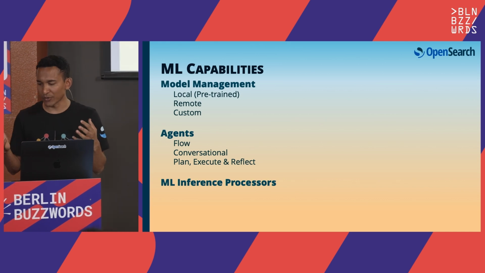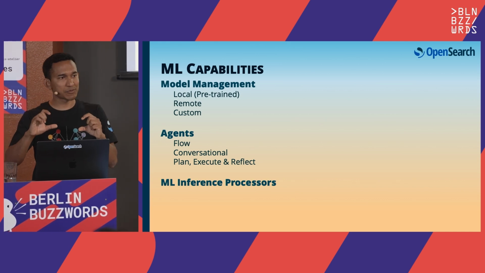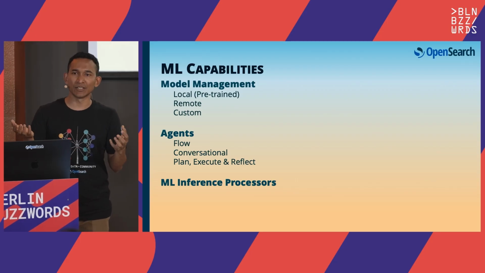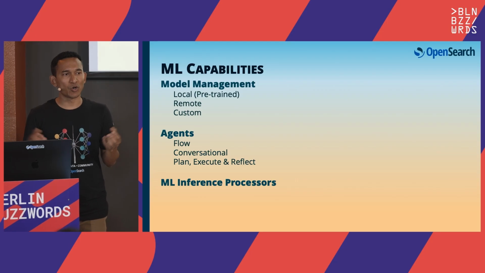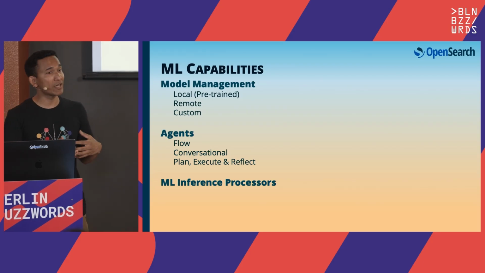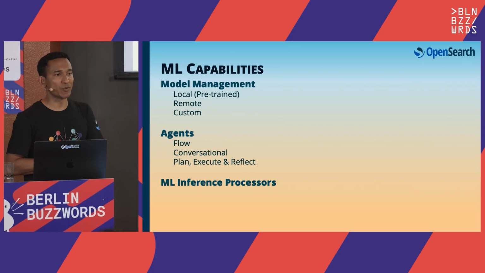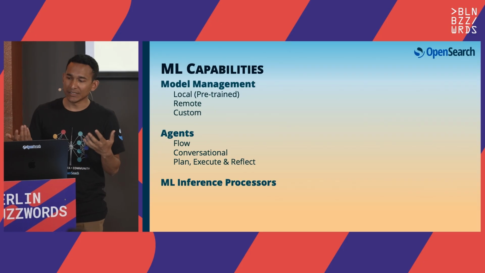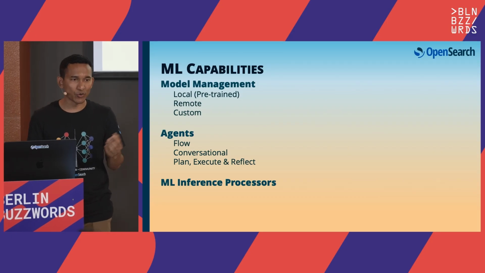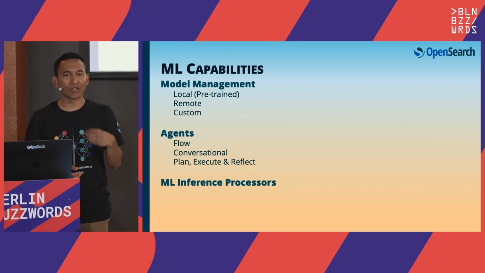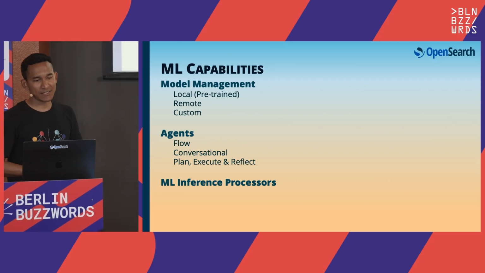Remote model means we are making a connection between OpenSearch and your LLM service or any other model. Let's say you host your model in your own service. We have connectors so that you can connect with the model through the remote model. And then there is the custom model. You can also train your own small model, not going to an LLM, and bring your own model into OpenSearch.